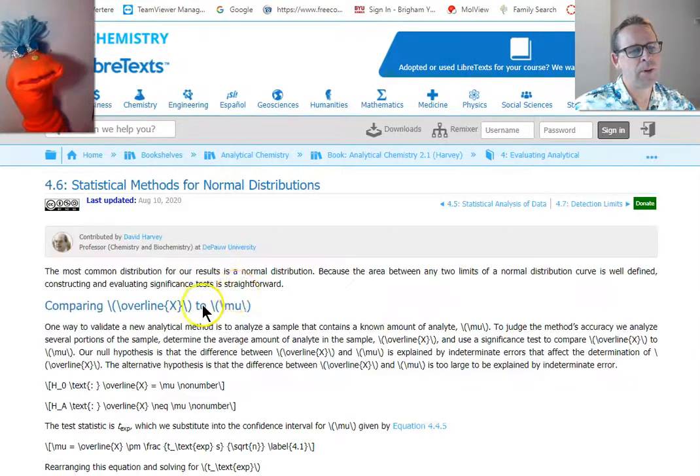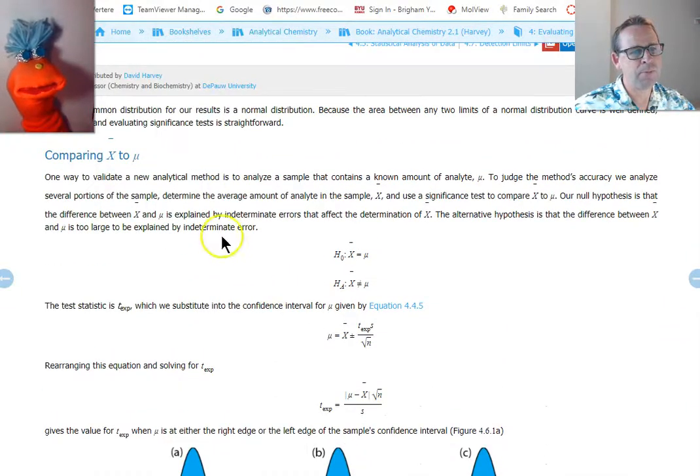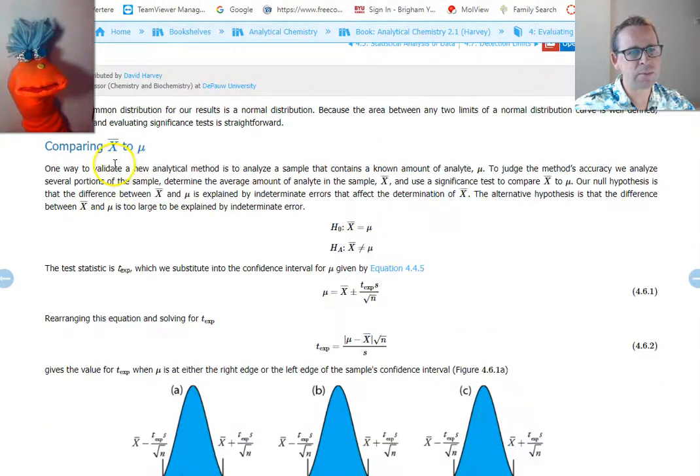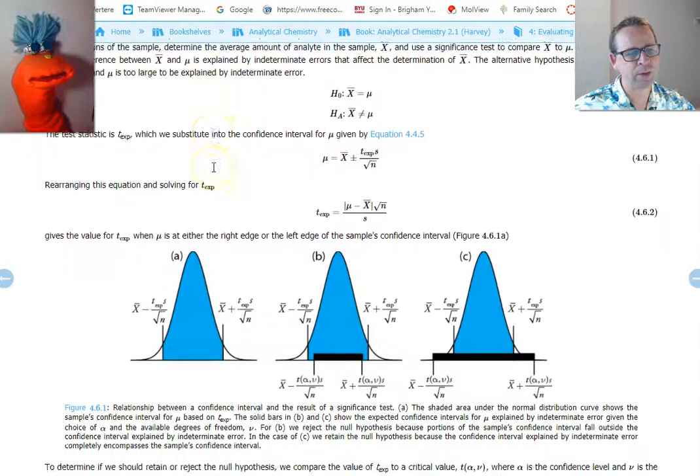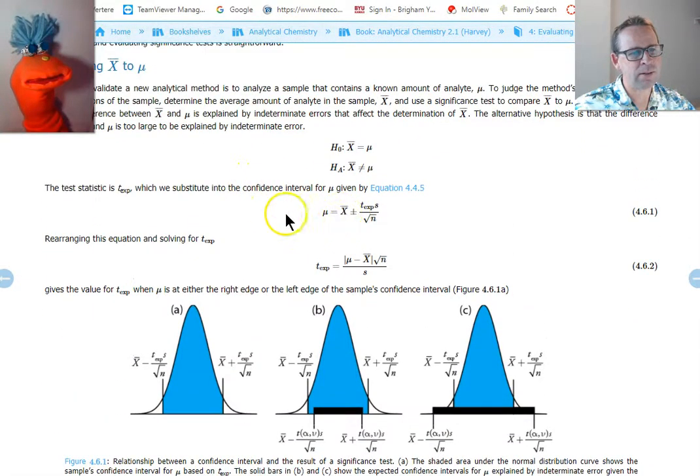So let's talk about how we would make some comparisons then. What we're always doing is looking at our calculated average, the average that we just calculated from some set of experiments, and comparing it to an actual average, a real average of a population. And the confidence intervals are what we can compare. Here's our average with this confidence interval.